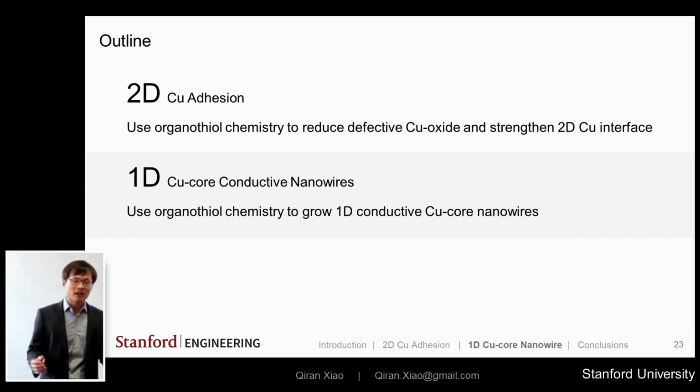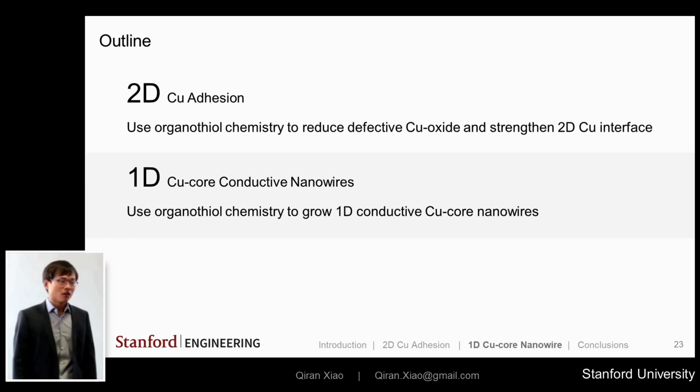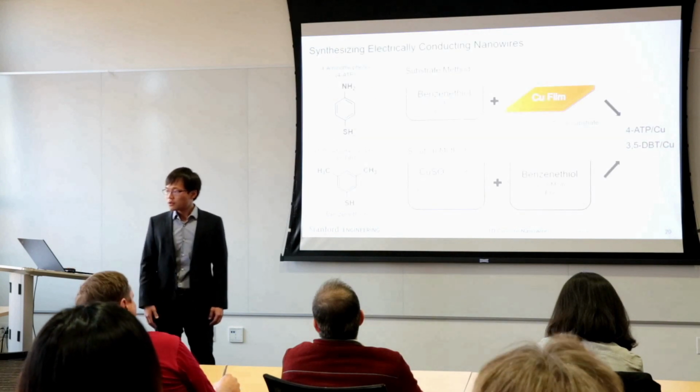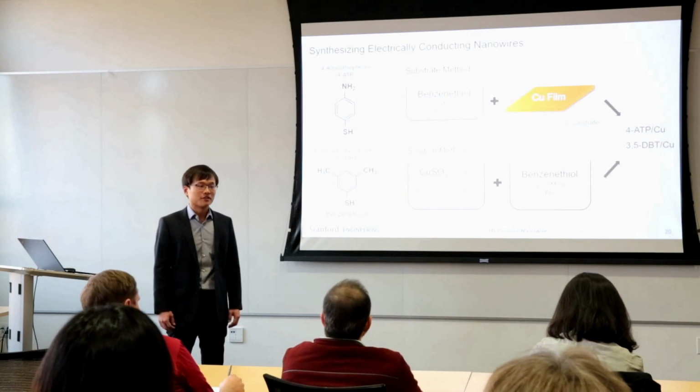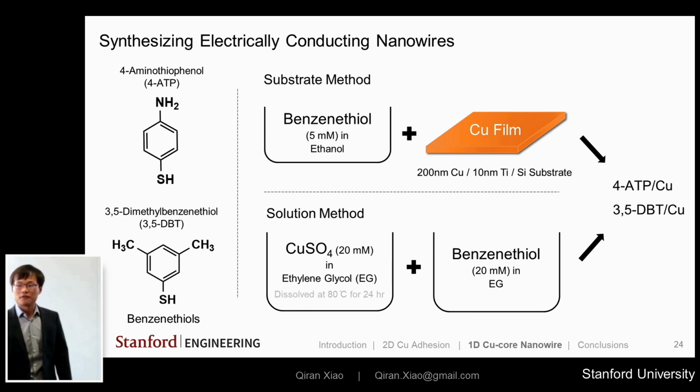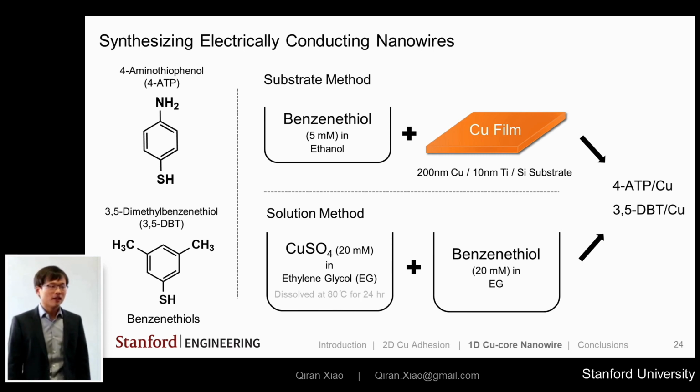Now I want to give you another example from my research, where we focused on leveraging organothiochemistry to grow one-dimensional electrically conducting nanowires for emerging technology. To grow these electrically conducting nanowires, we use two benzene thiol molecules, as shown on the left. The 4-aminothiophenol, or 4-ATP, and 3,5-dimethylbenzene thiol, or 3,5-DBT.